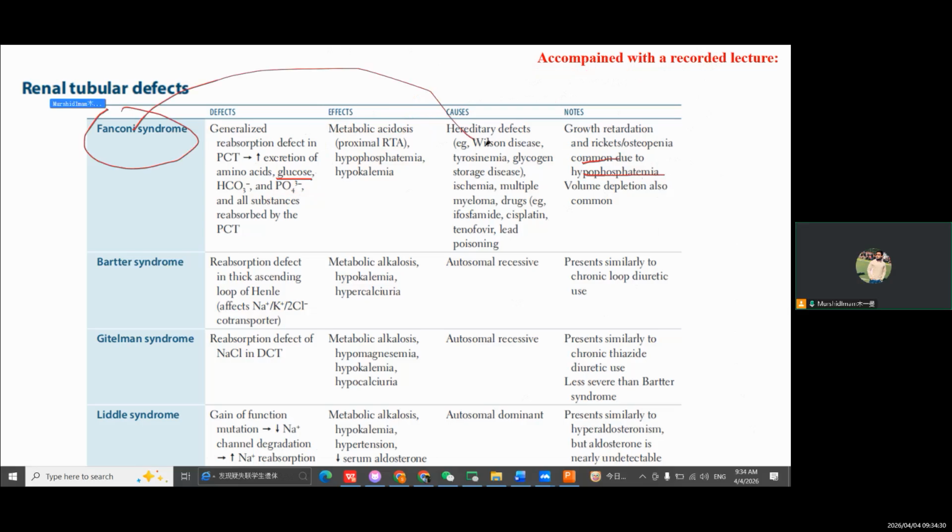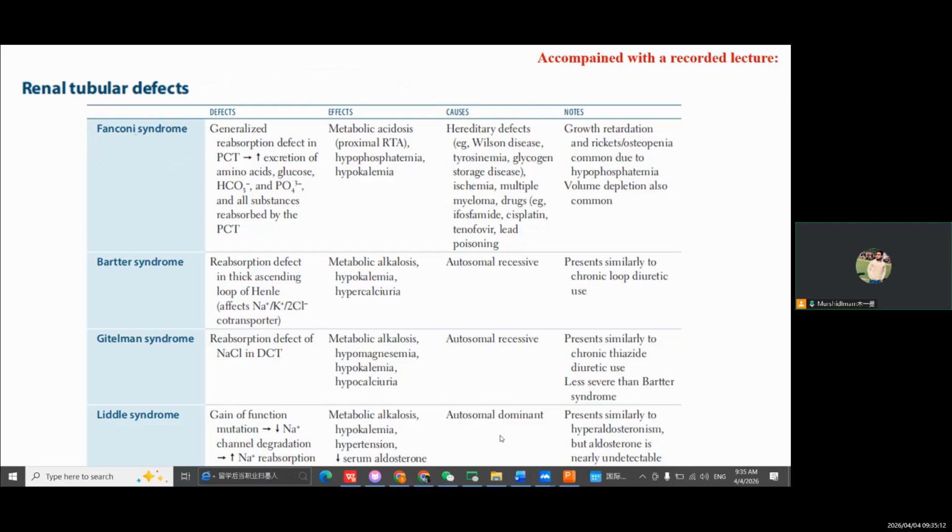Well, now let's look at some of the causes. We have some hereditary defects, for example Wilson disease, tyrosinemia, the glycogen storage diseases, and also ischemia, that is of course lack of blood flow to the kidney. We also have multiple myeloma, where the light chains in the body damage the tubules, or certain drugs like chemotherapeutic agents, for example ifosfamide and cisplatin, and also the antiviral tenofovir. And sometimes lead poisoning in the body also leads to Fanconi syndrome or damage to the PCT. That's all you have to remember.